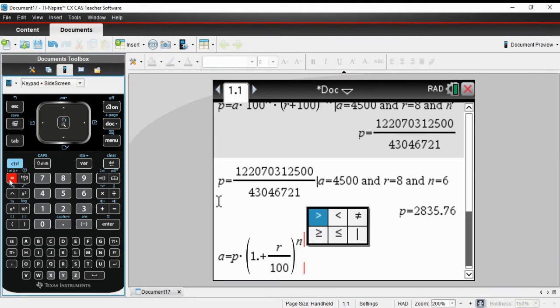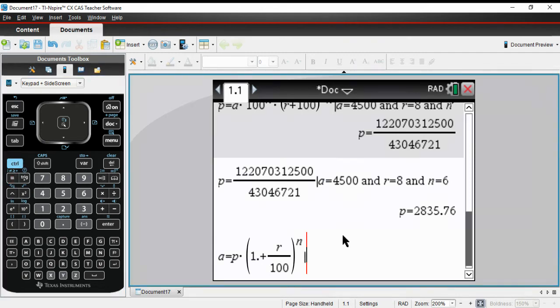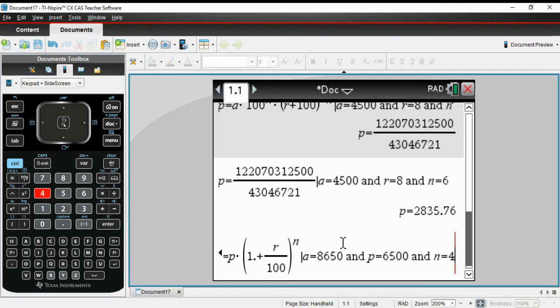So popping in my values for this second one, we're now finding the R value. We've got R as our unknown. We have an A value. So our A in this instance is 8,650. And our P value is equal to 6,500. And my N is 4. I don't know my R value.